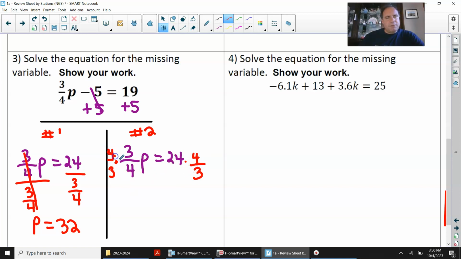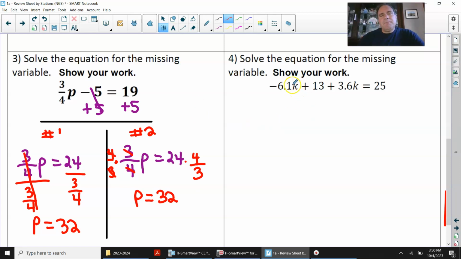What happens when you multiply a fraction by its reciprocal is that they cross cancel. So the 3's cancel with the 3's, the 4's cancel with the 4's. The P comes down. If you put this 24 times 4/3 into the calculator, you'll get 32. So either way is fine. I would prefer that you use the reciprocal every single time. So when you see a fraction, multiply by the reciprocal, but the other method is not wrong.